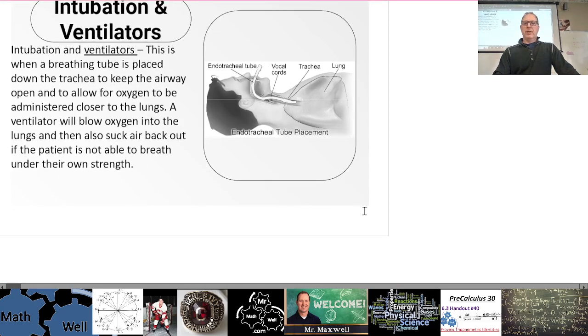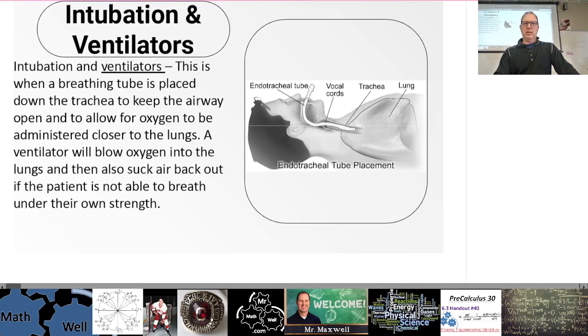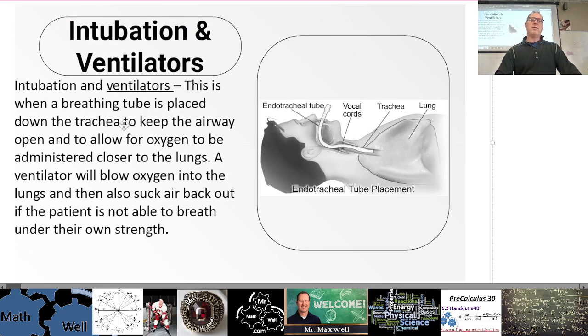Intubation and ventilators. Okay, let's talk about intubation and ventilators. This is when a breathing tube is placed down the trachea to keep the airway open and to allow for oxygen to be administered closer to the lungs. A ventilator will blow oxygen into the lungs, then also suck air back out if the patient is not able to breathe under their own strength. A lot of times this happens in hospitals when patients are in a coma or they're unconscious for long periods of time.